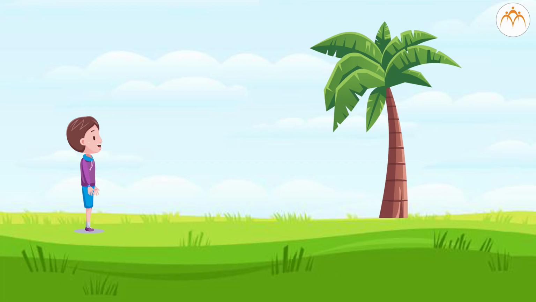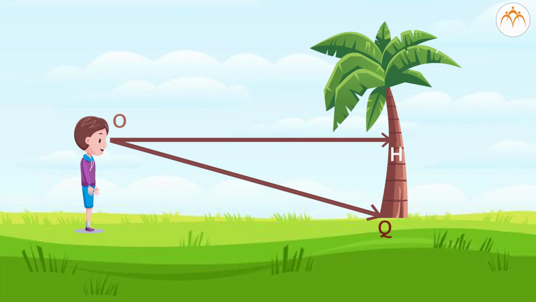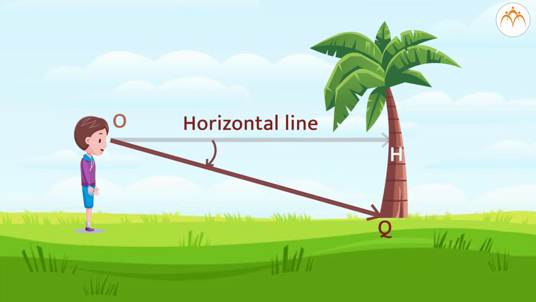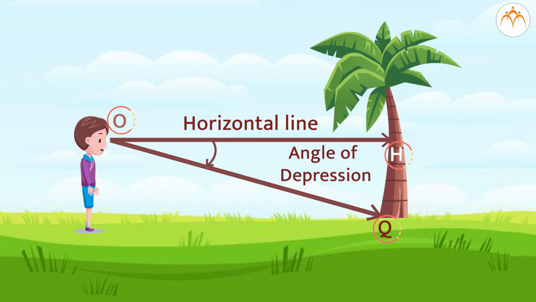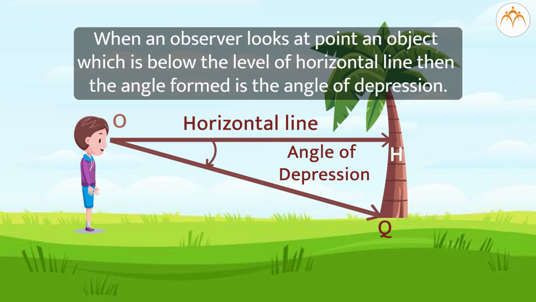Third, angle of depression. If the point to be viewed is Q and is below the level of horizontal line OH, then the angle that the line of vision OQ forms with the horizontal line OH is called angle of depression. In the given figure, angle HOQ represents the angle of depression. Hence, when an observer looks at a point or object which is below the level of horizontal line, then the angle formed is the angle of depression.